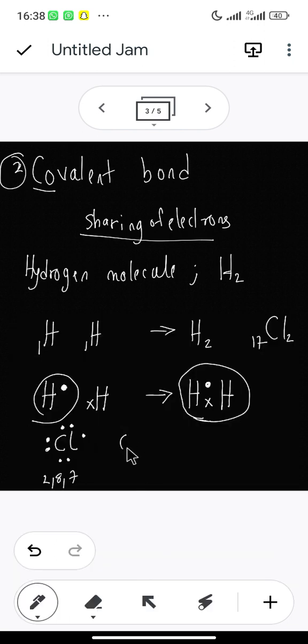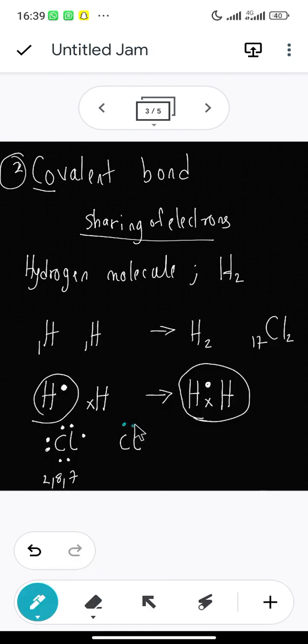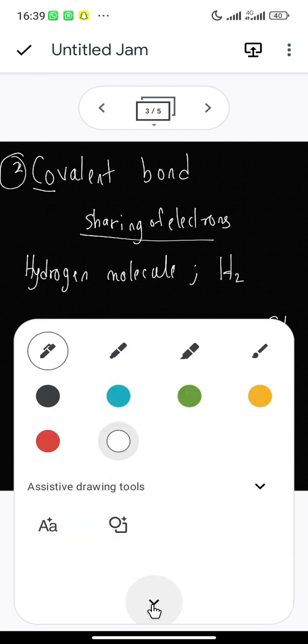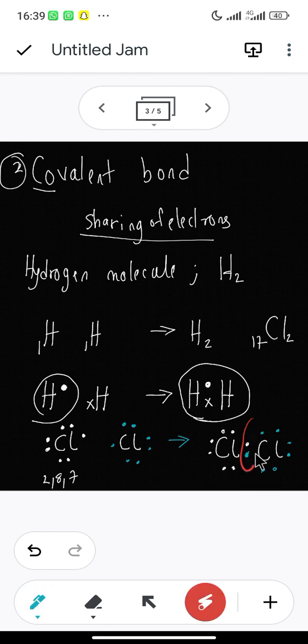Now the second chlorine is going to have 1, 2, 3, 4, 5, 6, 7. So when they bond together, you have chlorine, chlorine. You're going to have 1, 2, 3, 4, 5, 6, 7, and then also 1, 2, 3, 4, 5, 6, 7. You can see that they're sharing one electron each. Understand? So this is just covalent bonding.